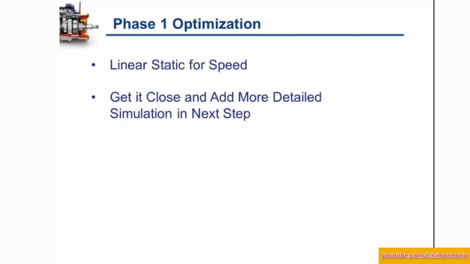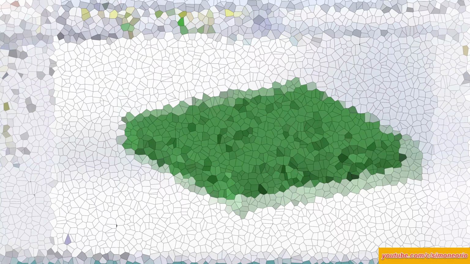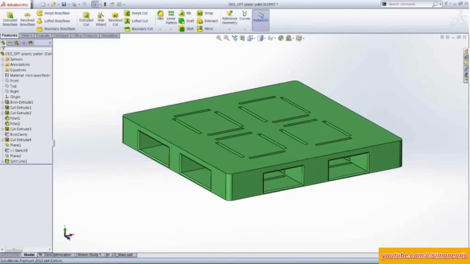So to get started, I'm going to look at our palette, and I'm going to call this phase 1, and we're going to do a basic linear static analysis of our palette, and then we're going to do a design optimization to reduce the mass and keep the factors of safety at a reasonable level. And then we're going to move to the next steps and start adding more detail to the model. So phase 1 we could get accomplished actually using the Simulation Professional tool.